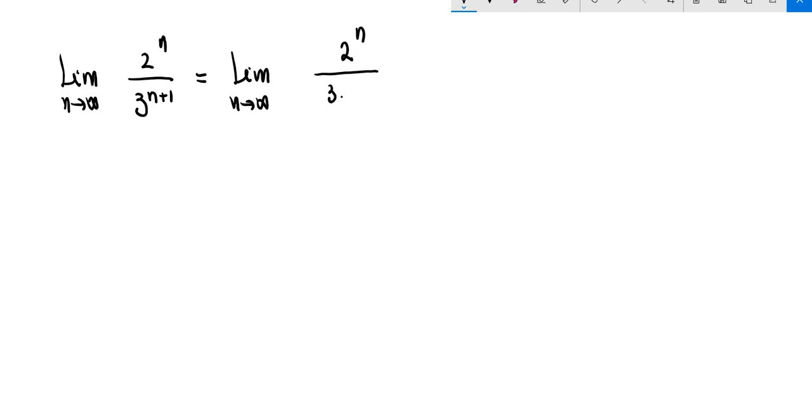Next, let's consider the limit as n is approaching infinity of 2ⁿ over 3ⁿ⁺¹. And notice that this will be the limit as n is approaching infinity of 2ⁿ over 3 times 3ⁿ. And we can pull this 1/3 out. So we get 1/3 times the limit as n is approaching infinity of (2/3) to the power n.